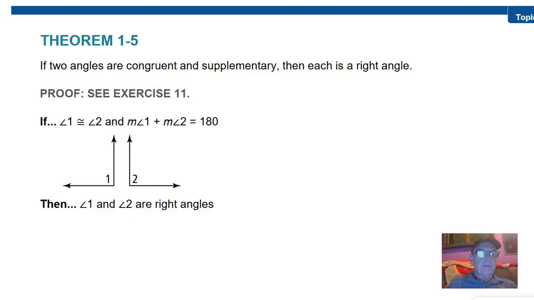Theorem 1.5. If 2 angles are congruent and supplementary, then each is a right angle. I don't know how useful this one is, but it's our theorem 1.5. So let's say we have 2 angles that are congruent, which means that they're equal to each other. Let's call these x's. So each of these has a measure of x degrees. And if they're supplementary, that means they add up to 180 degrees, because supplementary angles add to 180.